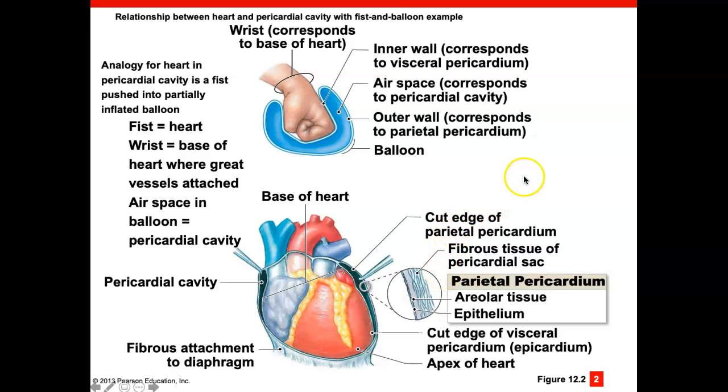So often they compare the heart and its membranes. They use this analogy of a fist into a partially inflated balloon. So the fist is the heart, and this is where the heart is attached to the body. It's called the base. And the balloon, the inner layer of the balloon, would be the visceral pericardium. It would be filled with serous fluid, and the outer layer of the balloon corresponds to the parietal pericardium.